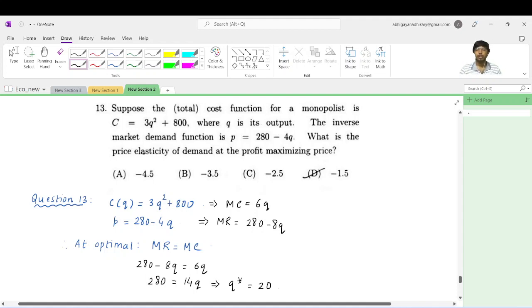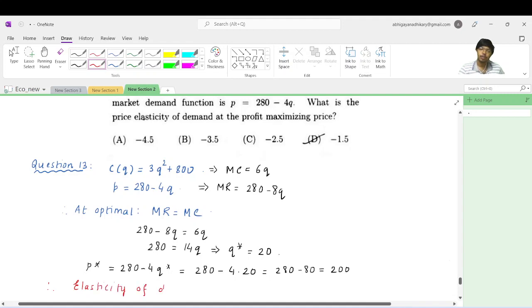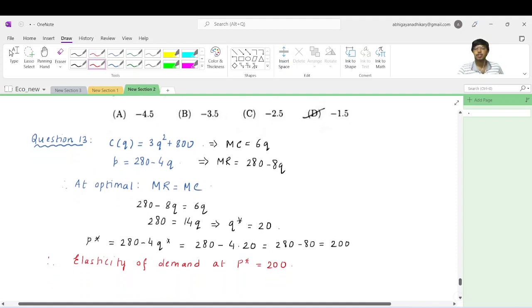This is the optimal quantity that the monopolist would want to sell. And what is the optimal price which will be charged? 280 minus 4 times Q star, which is 280 minus 4 times 20, which is 280 minus 80, which equals 200. So what are we supposed to find out? We are supposed to find out the elasticity of demand at the optimal profit maximizing price. So this is the profit maximizing price, which is P star equals 200.